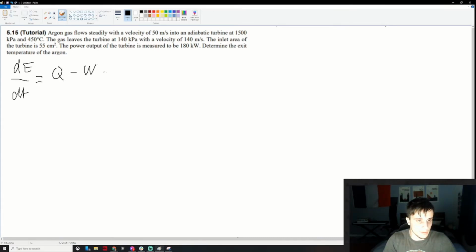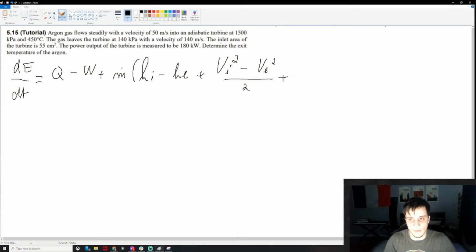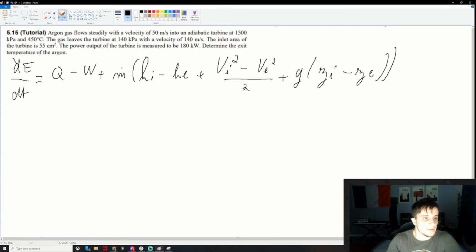Q minus W plus m dot. Again, we know that it's steady, so I'm just going to factor it right at the beginning. Same thing with gravitational constant. And voila. So what's equal to 0? d/dt, Q. W is not equal to 0. It's even given to us as a value.